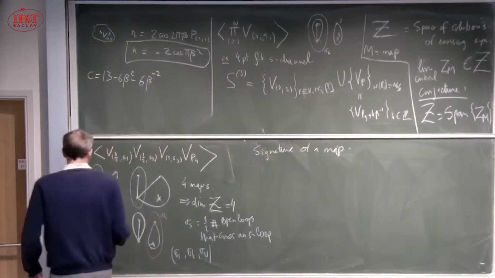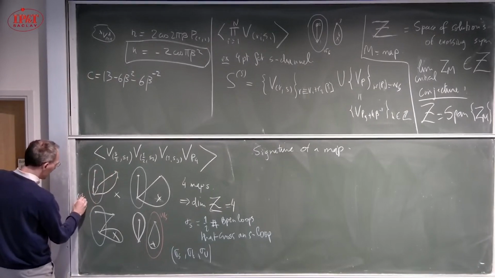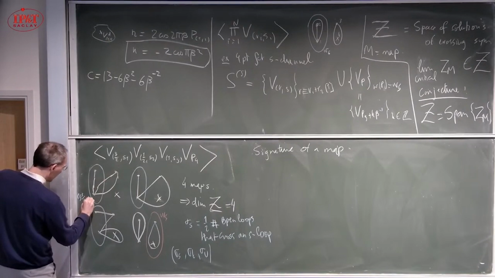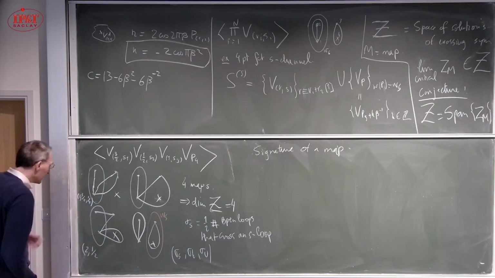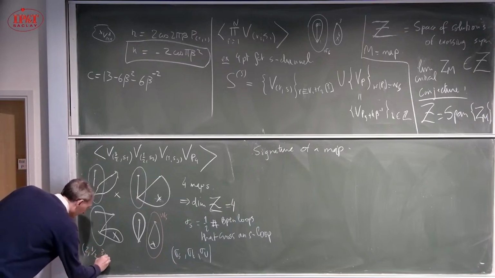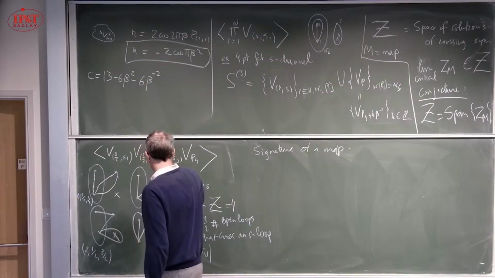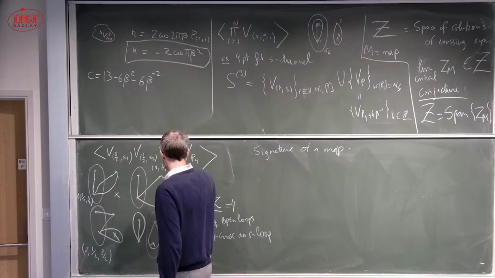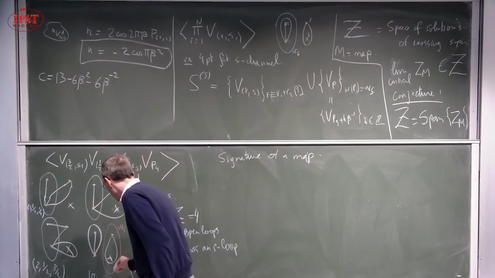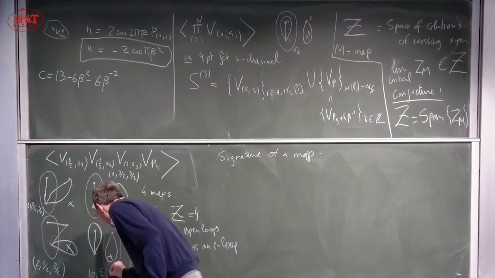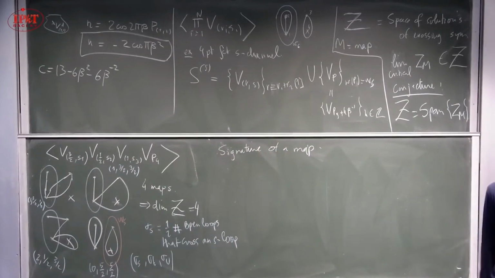So I can do this for these maps. For example, for this map here, the S channel signature is 1, T channel is 3/2, and the U channel would be 1/2. For this map, I will have 2 in the S channel, 1/2 in the T channel, and 3/2 in the U channel. Here, it's 1 in the S channel, 3/2 in the T channel, and in the U channel, 3/2 as well. And here, I have 0 in the S channel. I have 5/2 in the other channels. Okay, any questions on this small exercise?